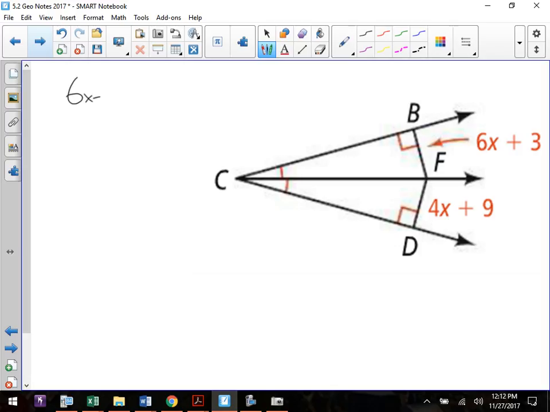You get 6x and 3 is 4x plus 9. Subtract the 4x, subtract the 3, we get 2x is 6. X is 3. Everybody get that? Substitute back in to make sure it works. 6 times 3, so 18 and 3 is 21. 12 plus 9 is also 21.